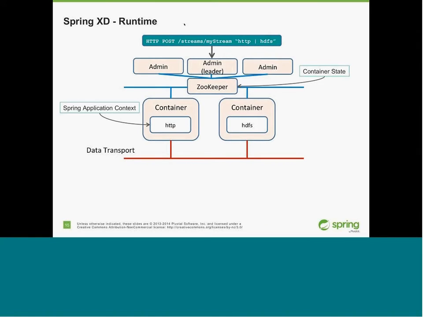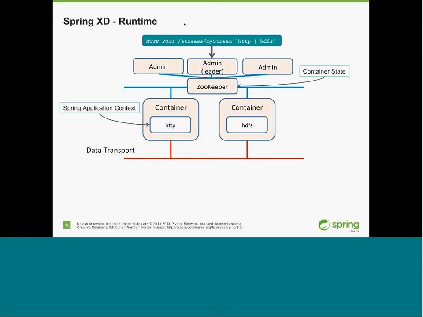So this diagram shows a creation of a stream by making a post to one of our admin servers. That's how you interact with the system, over a RESTful API, that the admin servers consume or listen to. You can run multiple admin servers. You can post to all of them. However, only one of them is elected to be the leader through a ZooKeeper-based mechanism.